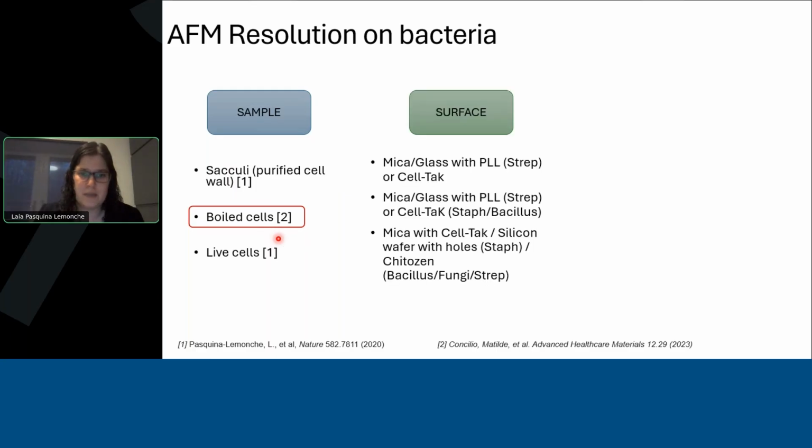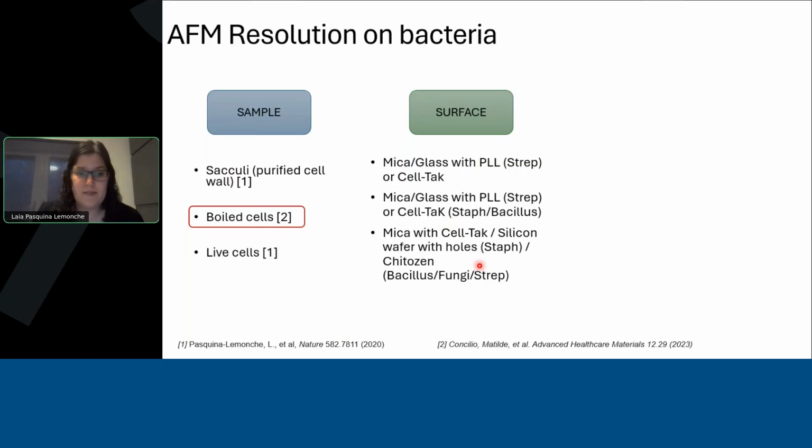Then for the surface, it depends on which sample we have. So for the purified cell wall of strep pneumonia, for example, we can use polylysine, but for the rest of the bacteria, it's better to use CellTak. And for boiled cells, the same goes. So strep is thin enough that you can attach it with polylysine on mica or glass. But for Staph aureus or Bacillus, we have to use CellTak or other adhesives similar to CellTak.